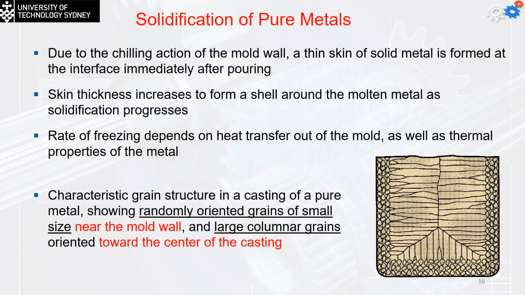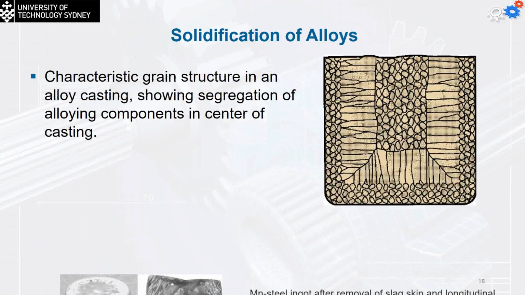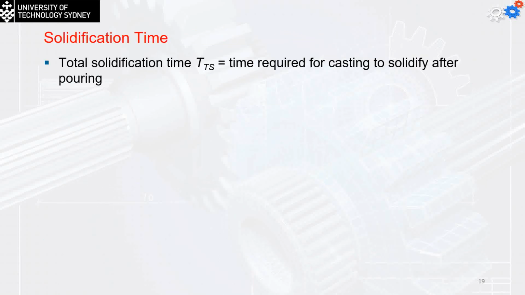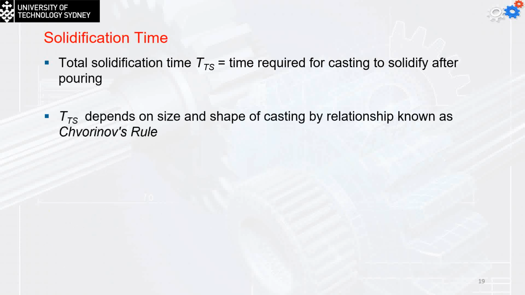Solidification time, or TS, is the time required for the casting to solidify after the pouring process, and this depends mainly on the size and the shape of the casting by a relation known as Chvorinov's rule. Chvorinov's rule tells you that the time required for solidification is equal to Cm, which is a constant, multiplied by V, the volume, divided by the surface area, all to the power n. Now, V is for the size. A bigger size is going to solidify slower. But the geometry also plays a role.